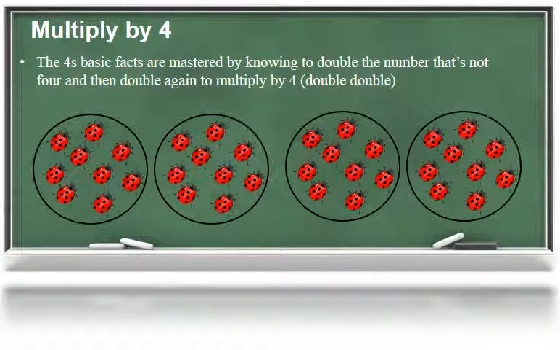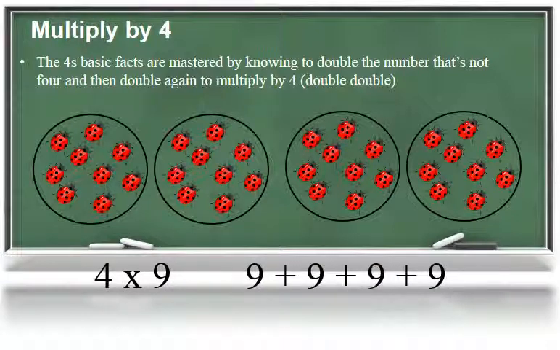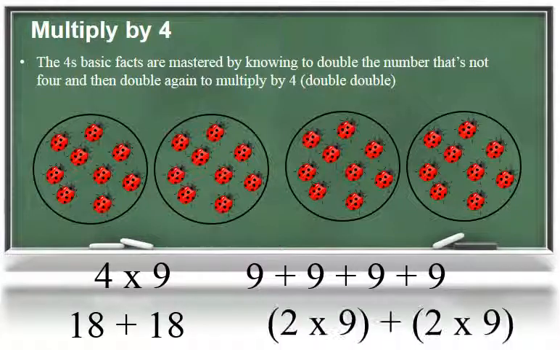This can be recorded as an expression and a repeated addition sentence. 4 groups of 9 and 9 plus 9 plus 9 plus 9 are the typical expressions that you may see, but you want to push your child to use 18 plus 18 or double the double. Or you could also do 2 groups of 9 plus 2 groups of 9. You then want to have your child spend time comparing the equal groups picture to the original problem. How do they relate?